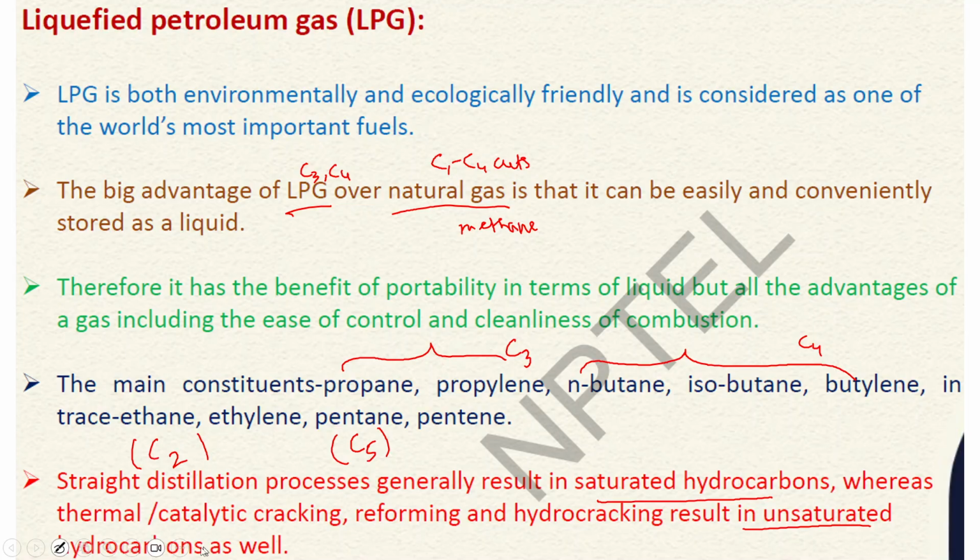Basically, what we are trying to say here is that in the distillation procedures, that is vacuum distillation and atmospheric distillation, we get mainly saturated hydrocarbons, whereas the olefinic compounds, that is double bond compounds, and the cyclic compounds, we mainly get from the secondary processes such as cracking and reforming procedures.